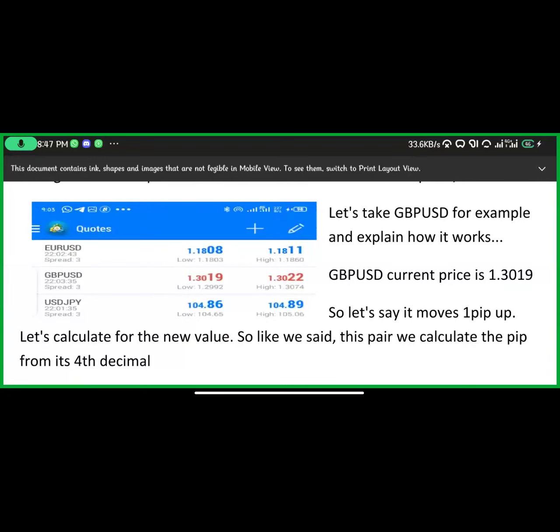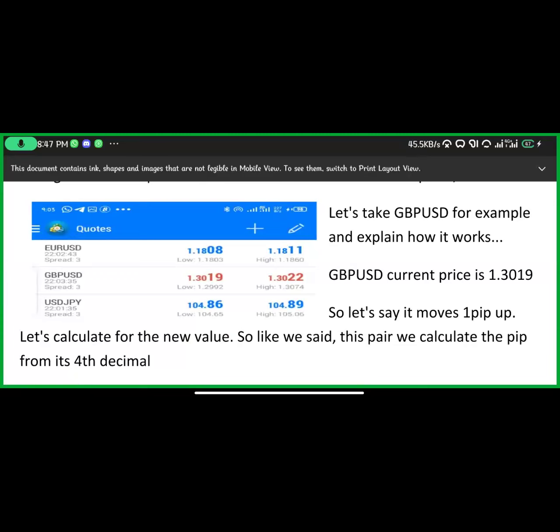Now let's take GBP USD for example and explain how it works. Looking at GBP, the current price of GBP USD here is what? 1.3019. So let's say the market moves 1 pip. How will you calculate it? There are 2 ways of calculating it, and I'm going to explain both, either in a layman's understanding or in a scientific calculation method.